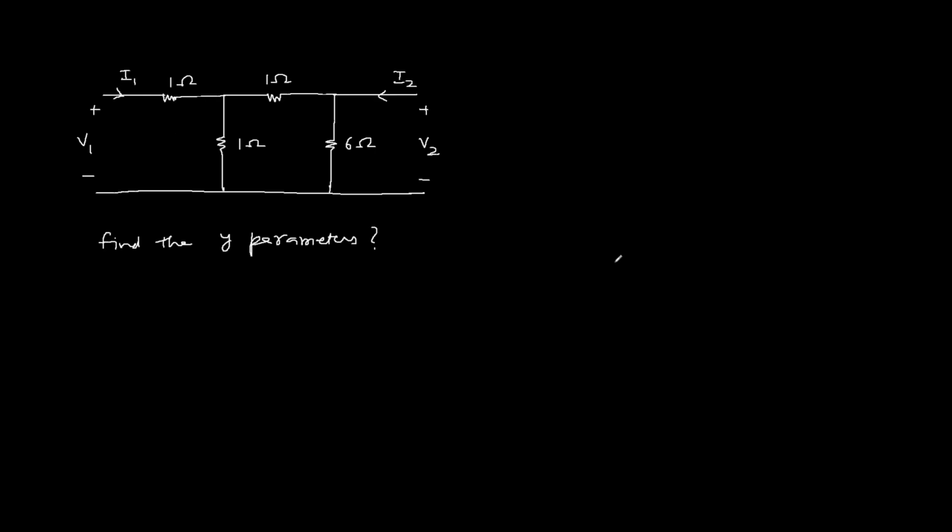For this network, we have to find out the Y parameters. Here, the 1, 1 and 1 ohm resistances are connected in a T shape, and the 1, 1 and 6 ohm resistances are connected in a pi shape. While solving for Y parameter, it is good to have a pi network. So let us try to convert this T network to pi first, or this star, convert this star to delta.